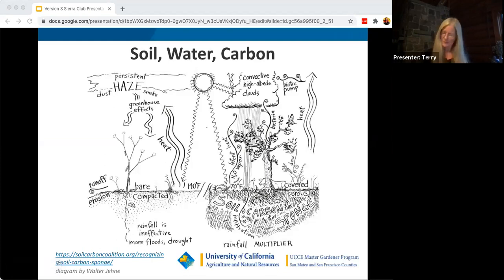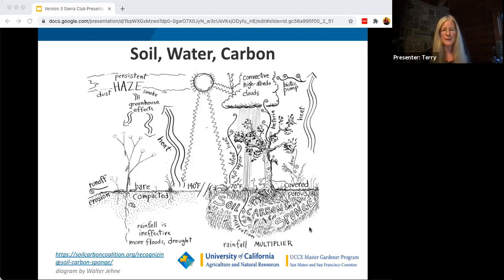So this is a really wonderful slide that Walter Jen, a soil microbiologist and climatologist from Australia, drew. And he likes to talk about the sponge, the soil carbon sponge. And this is really a big focus of our talk tonight: to explain to you what makes up that sponge and why it's so important, and what you can do in your own garden to grow it. And Walter really likes to draw the connection between climate change and the ability for soil to infiltrate and hold water.